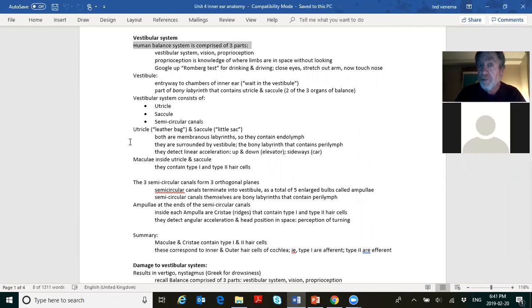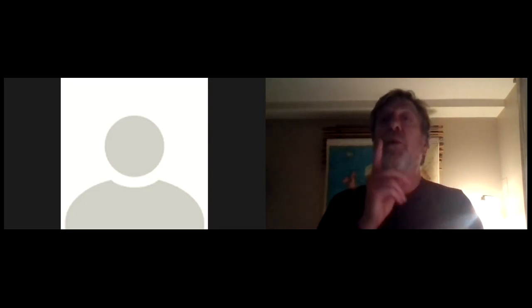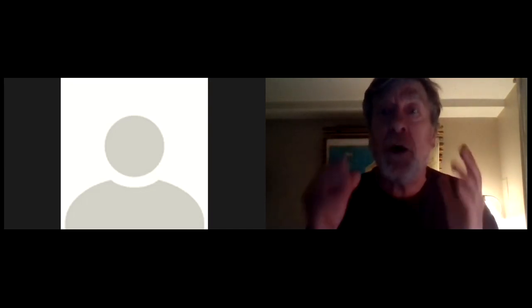Vision, and something called proprioception. So I'll stop sharing again. Three parts. Vision, the balance systems of the ear that we're going to look at, the membranous labyrinths and the bony labyrinths of the vestibular system, and proprioception. Weird word. Proprioception is awareness of where your limbs are in space without you looking. You think, what the hell is he talking about?